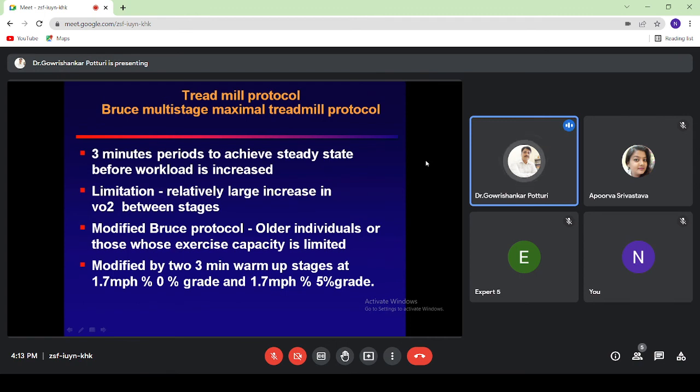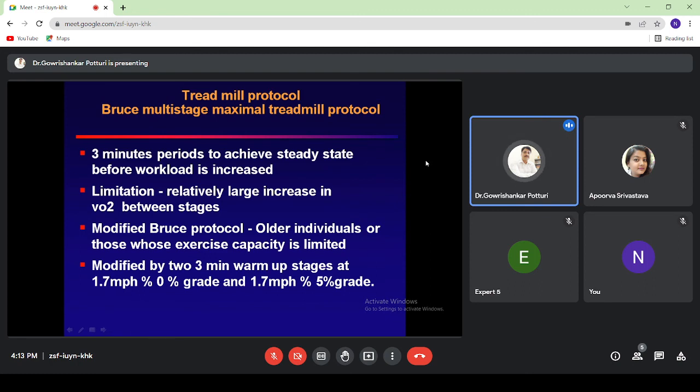Bruce multi-stage maximal treadmill protocol, 3 minute periods to achieve steady state before the workload is increased. Limitation, a relatively large increase in VO2 between stages. Modified Bruce protocol is given in older individuals or those whose exercise capacity is limited. It is modified by 2 to 3 minute warm-up stages at 1.7 miles per hour, 0% grade. Here grade means elevation.